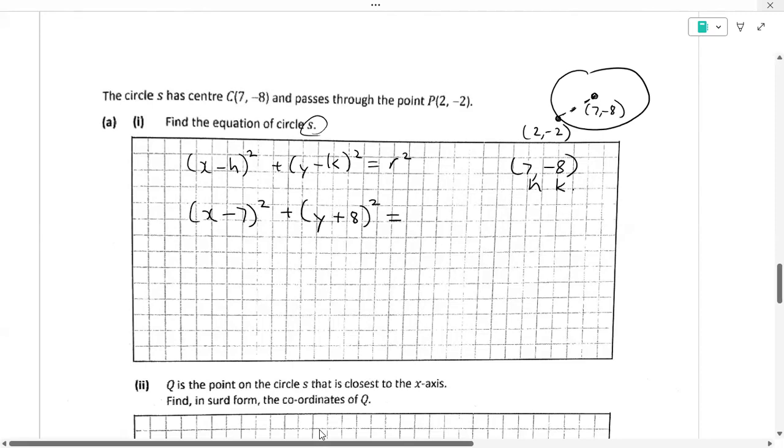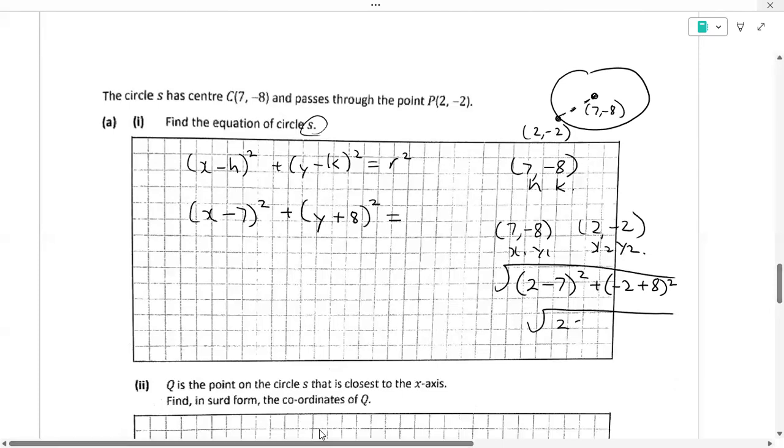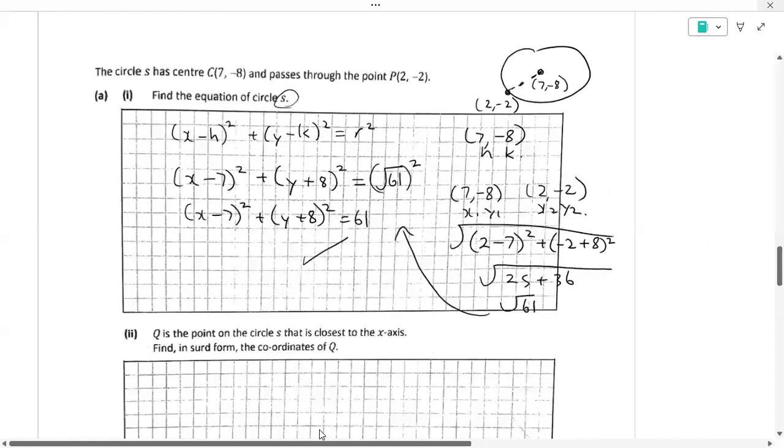Equals. Now, I don't have my radius, so I'm going to have to work that out. So I'm going to get the distance from the center to (2, -2). x1, y1, x2, y2. I put it into my distance formula, x2 minus x1 to be squared, plus y2 minus y1 to be squared. So that's going to be 25. That's going to be 36. So what's that? That's root of 61. So putting that in here, it's going to be the root of 61 to be squared. So of course, the final answer is not going to have the square root. It's just going to be the 61, because when I square a square root... So I gave that 5 marks.